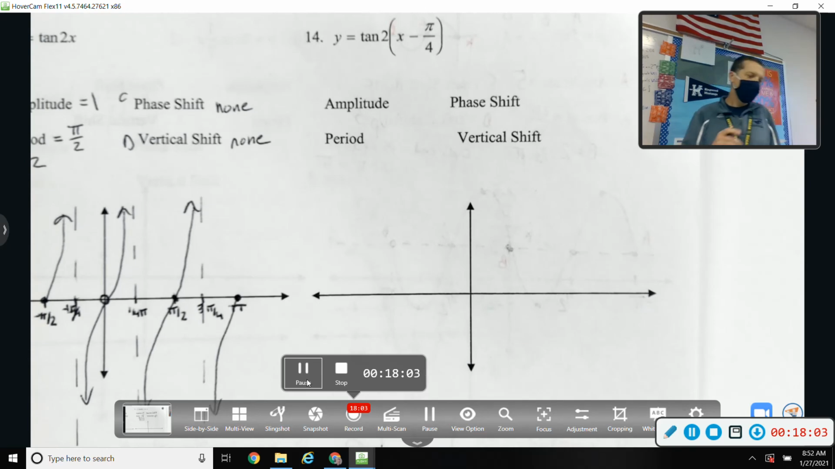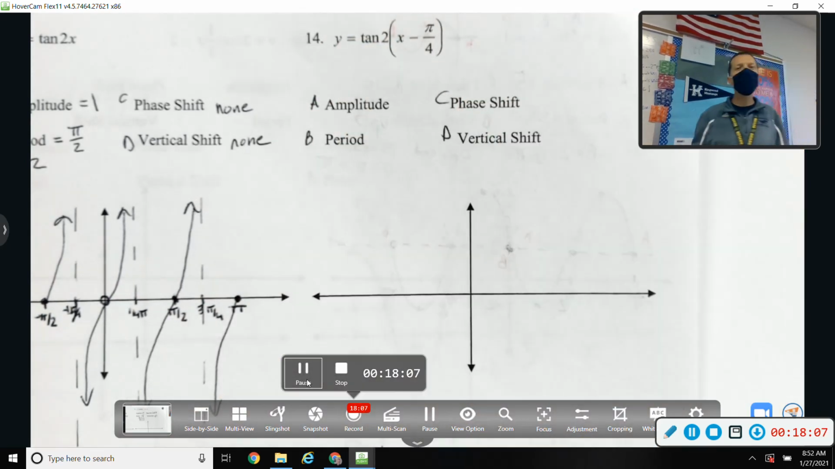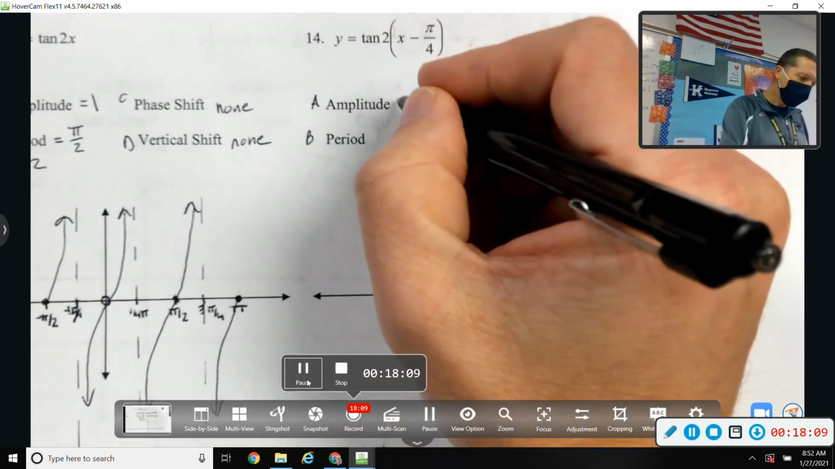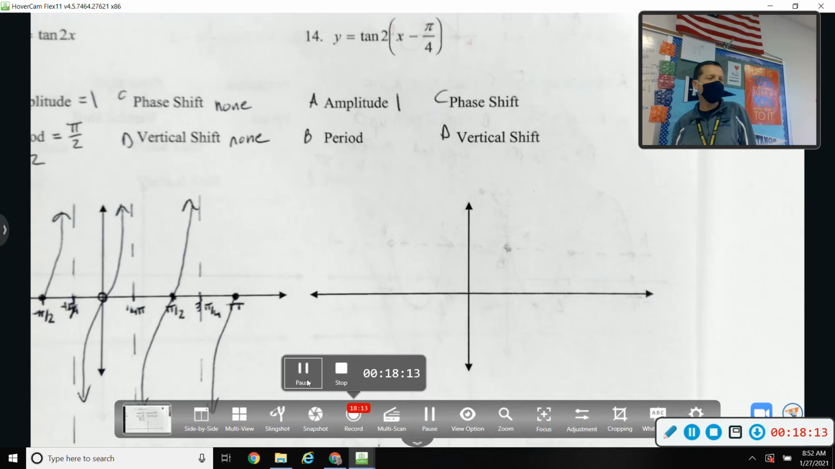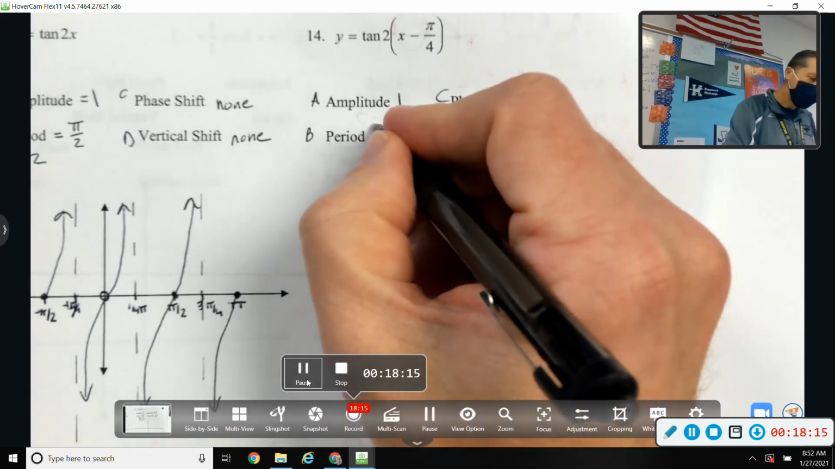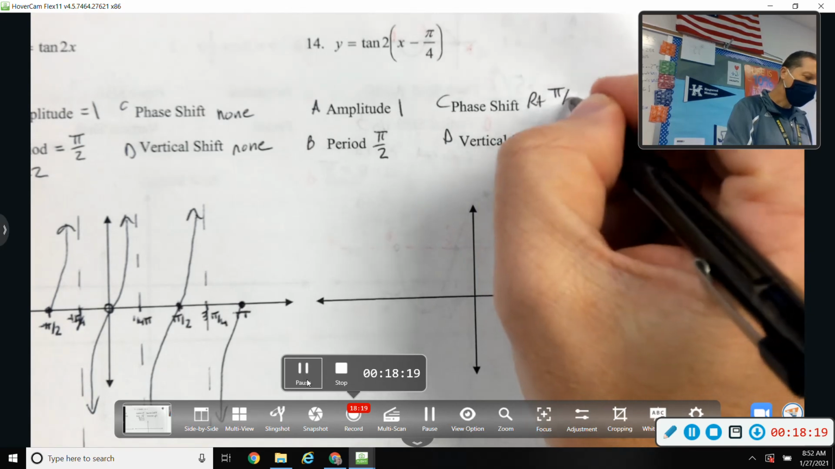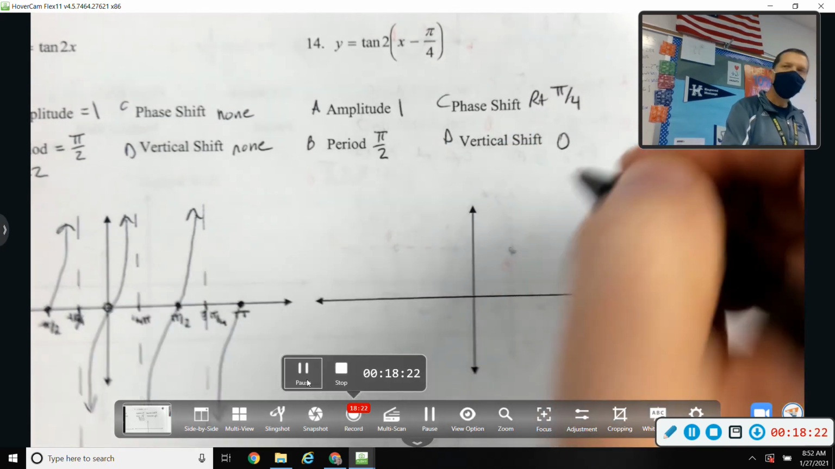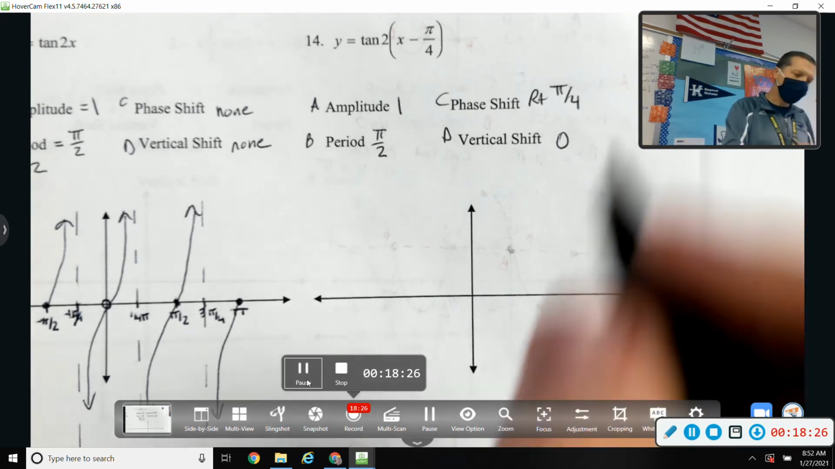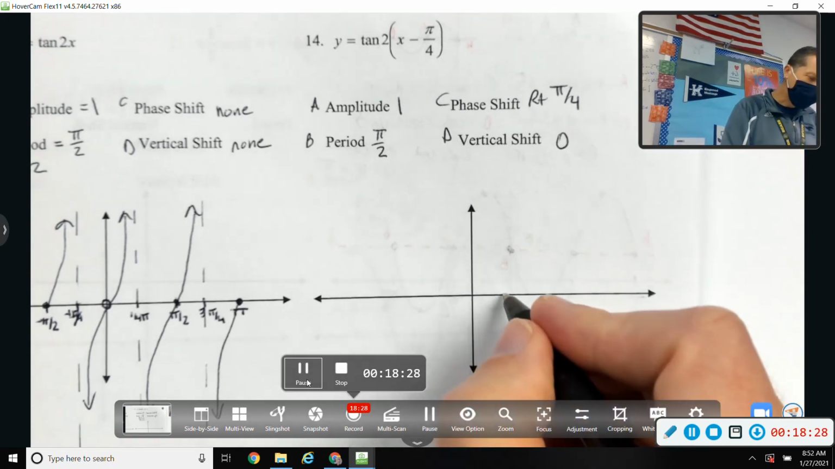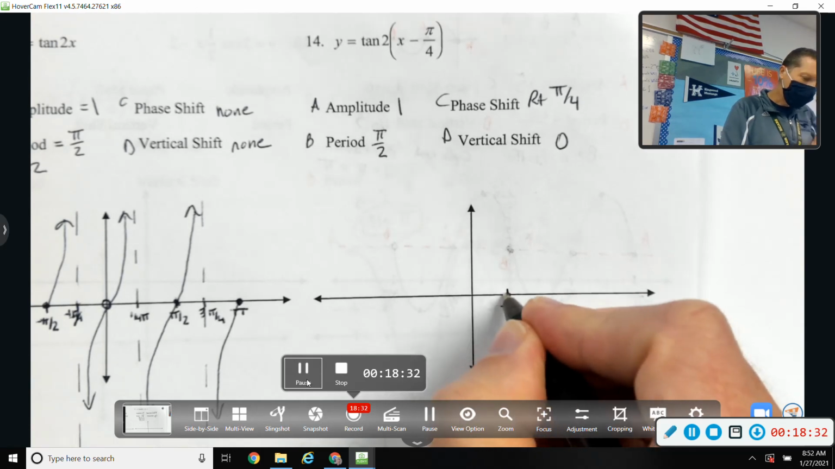All right, let's go over these. A, B, C, D, D, C, B, A. Amplitude, 1. Period's pi over 2. Phase shift is right pi over 4. Vertical shift is 0. So this one is a little bit trickier, as you guys pointed out. The phase shift is right pi over 4, so there's a 0 there.